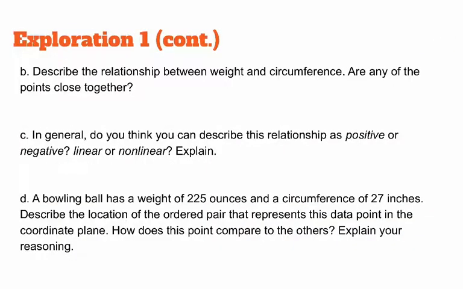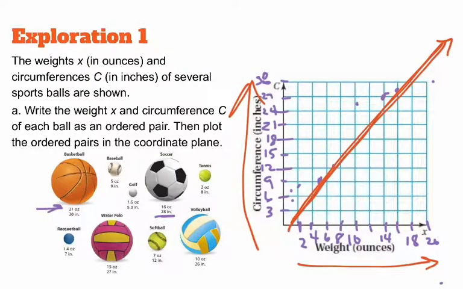Now, it says a bowling ball has a weight of 225 ounces and a circumference of 27 inches. Let's back this up. Circumference of 27 inches would be along here. And 225, whoa, I would have to go over 10 times to the right. Definitely don't have enough room. So if you think about it, does that bowling ball really follow the pattern of this upward linear line or this positive linear line that we drew? No, not really. It would be way below the line. That's what we call an outlier.